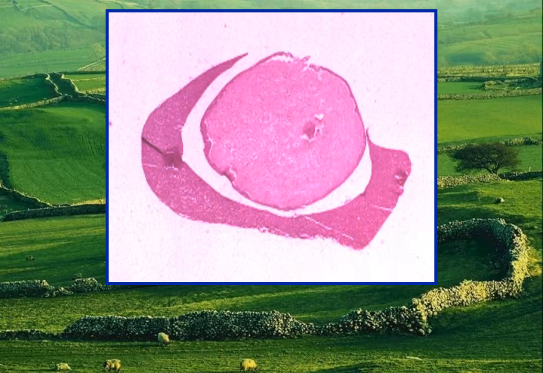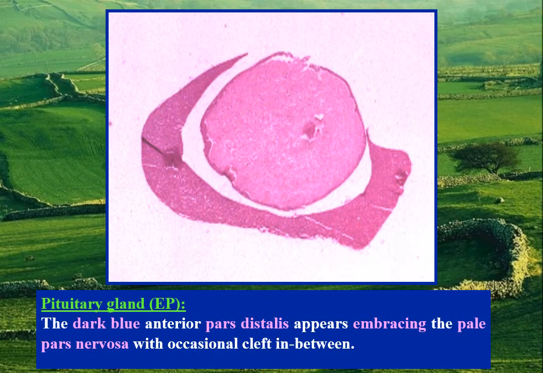Pituitary gland, by eyepiece, it is formed of two lobes. The dark blue anterior pars distalis appears embracing the pale pars nervosa, with occasional cleft in between.